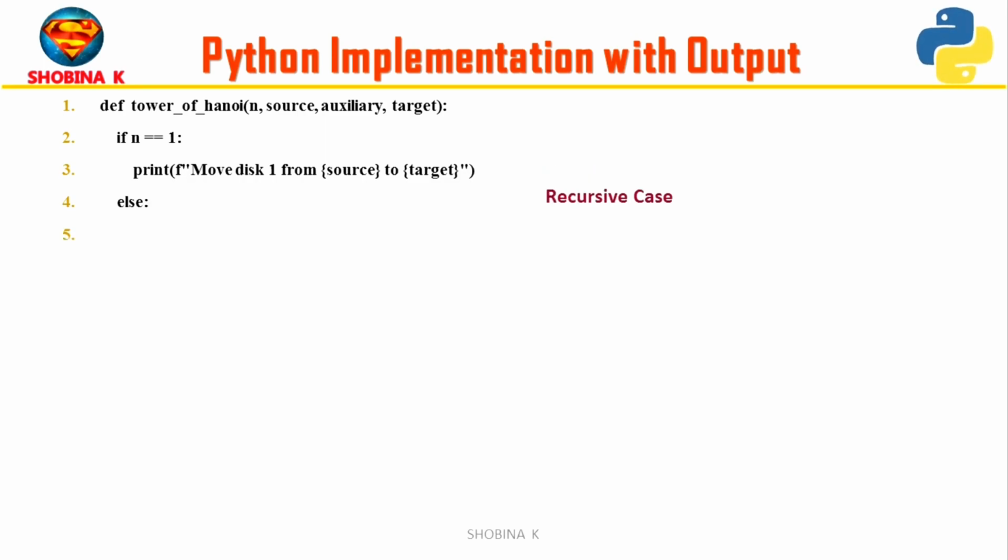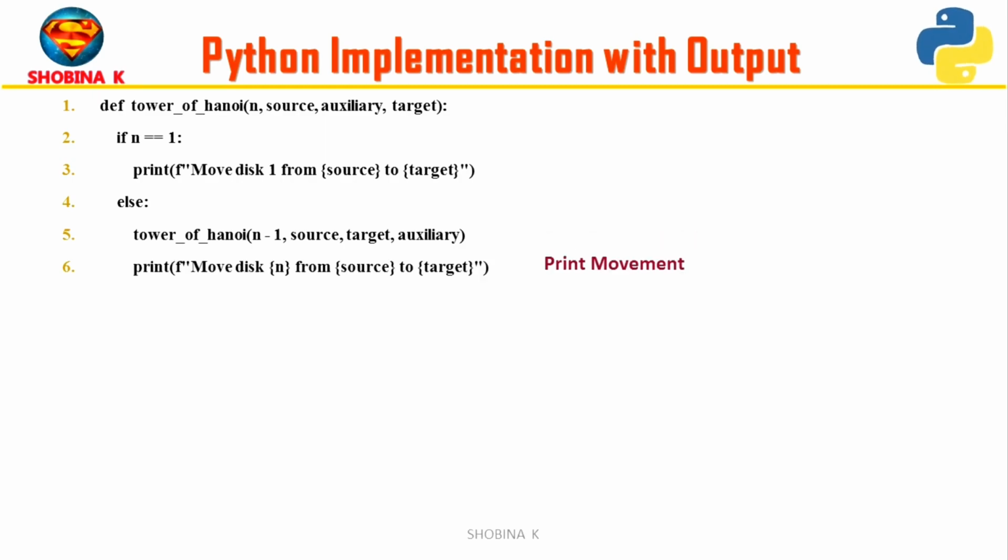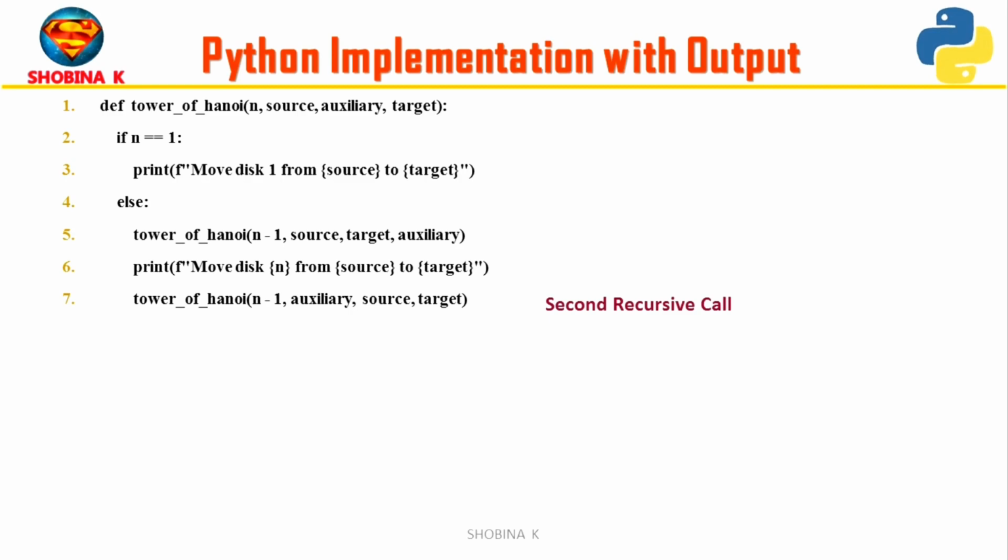And the else part is recursive case. So if there is more than one disk, it executes a block of code within the else part. Line 5 is the first recursive call. So this line calls the Tower of Hanoi function recursively with n-1 disks, which moves them from source peg to auxiliary peg. And this line of code is print movement. So this line prints the movement action for the largest disk n, that is from source peg to target peg. And the line 7 is the second recursive call. Here we call the Tower of Hanoi function recursively with n-1 disk, moving them from auxiliary peg to target peg.